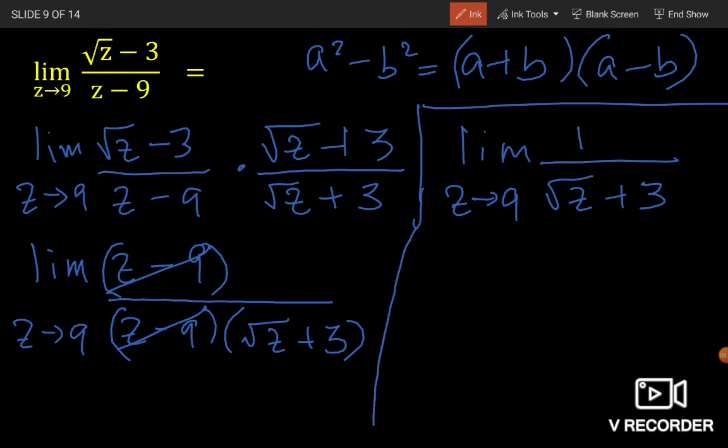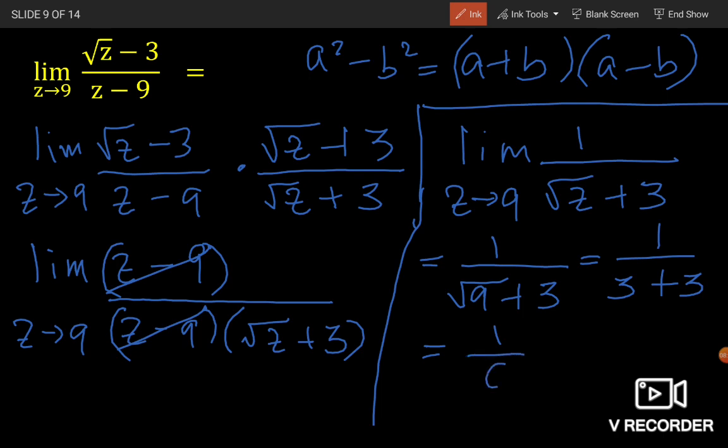So now if I substitute z with 9, I will be getting 1 over square root of 9 plus 3. The square root of 9 here will be 3, plus 3. So this is now equal to 1 over 6. So our final answer here is 1 over 6.